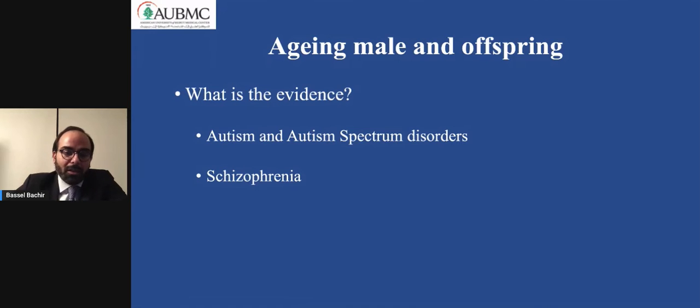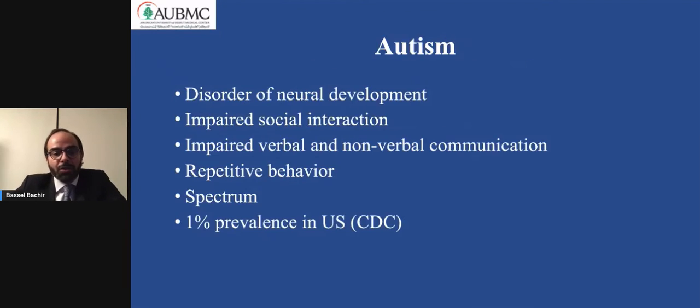And I'll be presenting the evidence with regards to the association of autism and schizophrenia with advanced paternal age. So autism is a disorder of neural development that leads to impaired social interaction and impaired verbal and nonverbal communication in patients, and repetitive behavior. It's a spectrum disorder with a prevalence of around 1% in the US.